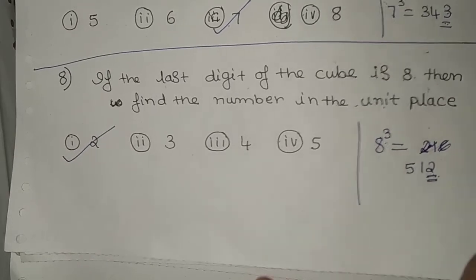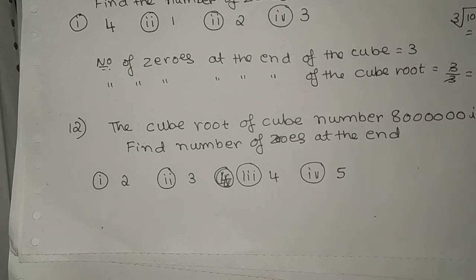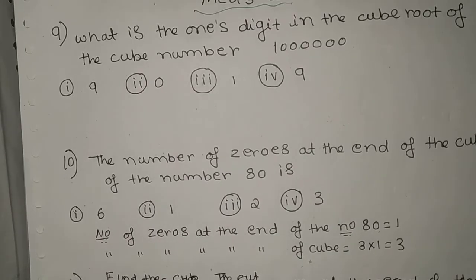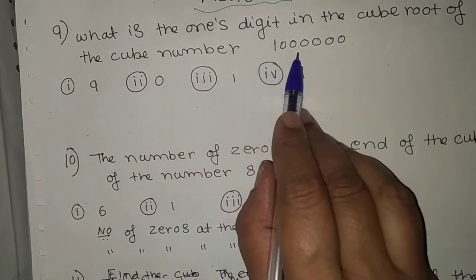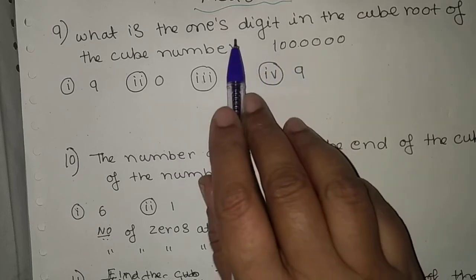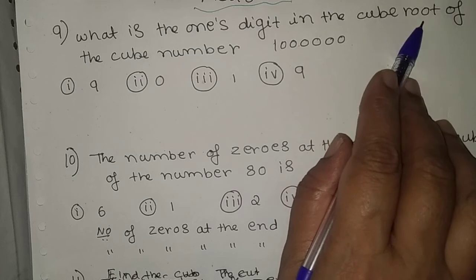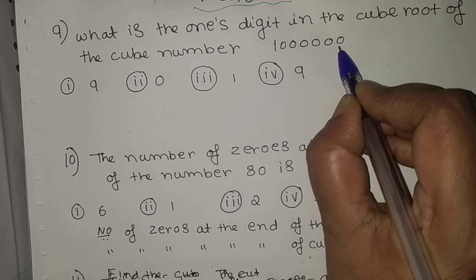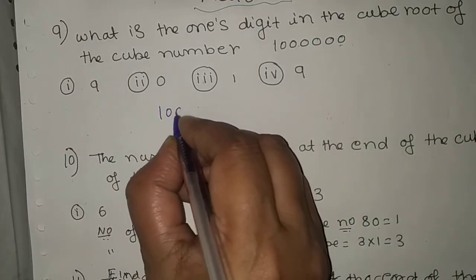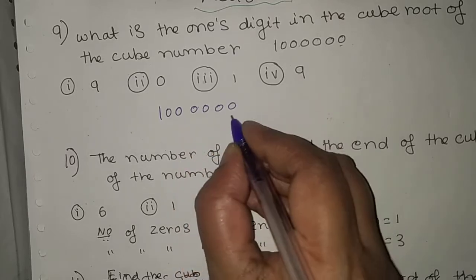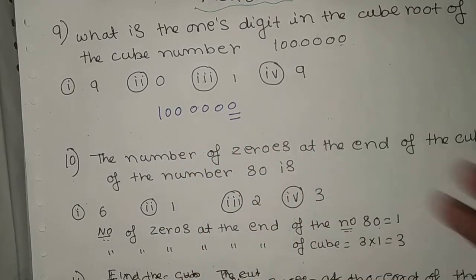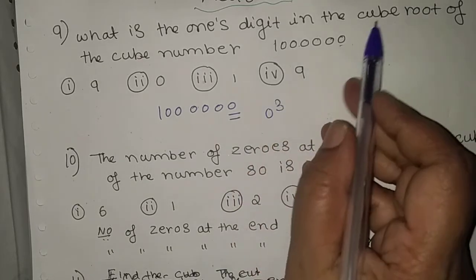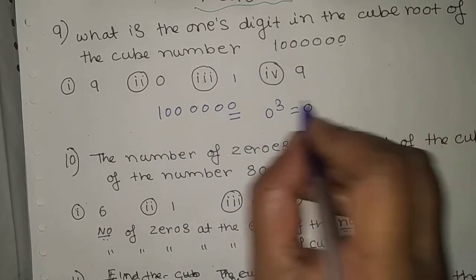So we move on to the next question, that is the 9th one. What is the question here? What is the ones digit in the cube root of the cube number? Taking the ones means we have to take the last digit. Take this number, 1 followed by 60, take this one and find it in the table. So the answer is 0. So 0 cube is equal to 0. So option B is the answer.